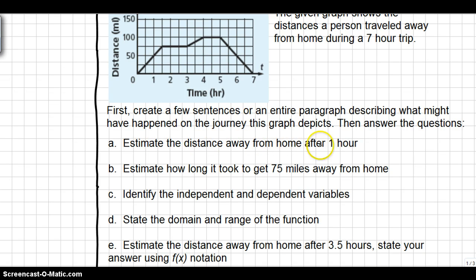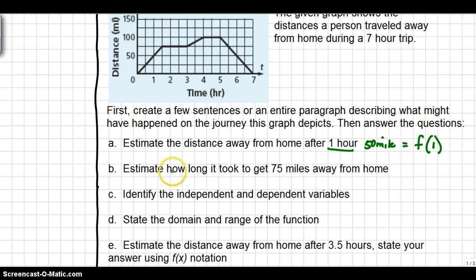Estimate the distance away from home after 1 hour. So students need to realize that the 1 hour piece here is an independent variable, and so they're going to go along the x-axis to 1 hour and then go up to read what the value is on the y-axis. So that would be a 50-mile distance. Keep in mind that if this were a function, as the lesson indicates, it would be like simply plugging in 1 into the function and seeing what the function would generate at that point.